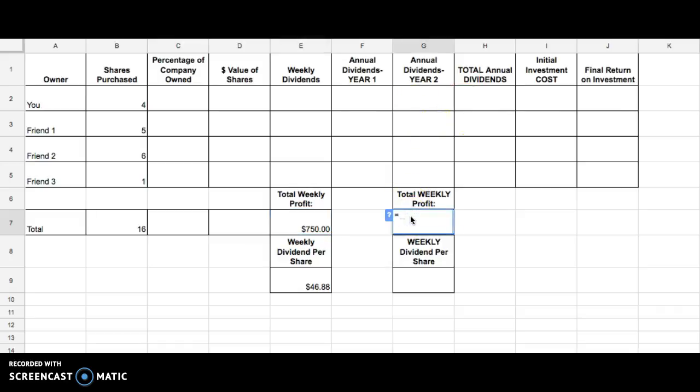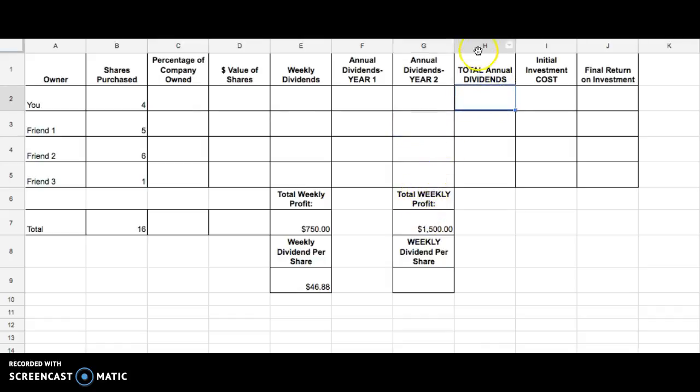But on the problem you had, it changed up. It said, hey, business got a lot better, and we actually ended up having $25 a lawn for 60 lawns. So this year we brought in a lot more business. Well, that means each share, 1/16 of 1,500 is going to be a lot more than 1/16 of 750. So this number is going to go up. And then that number, just like we did over in this column, we're going to get however many times we own a share. So first person's going to get 4 times whatever the weekly dividend is, 5, 6, and so forth.